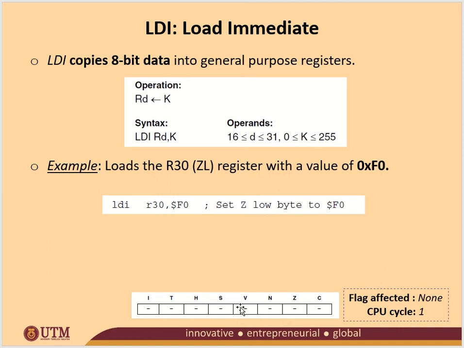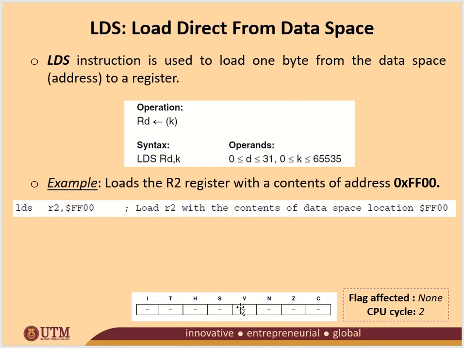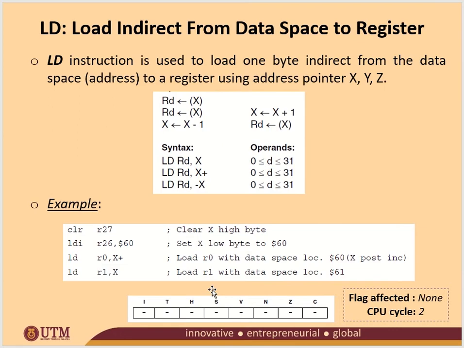Then we have the LDS, load direct from data space. This one is used to load 1 byte of data from data space to a register. We already learned this in the previous class. You see here, any instruction that involves data movement, the flags in the status register are not affected. And then we have the LD, load indirect from data space to a register. This we already learned.